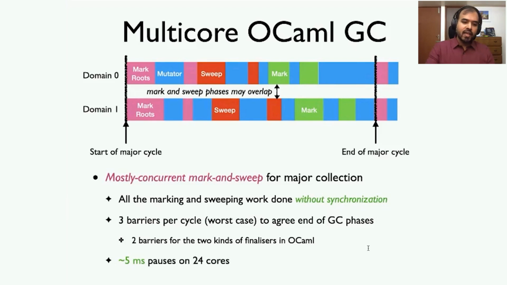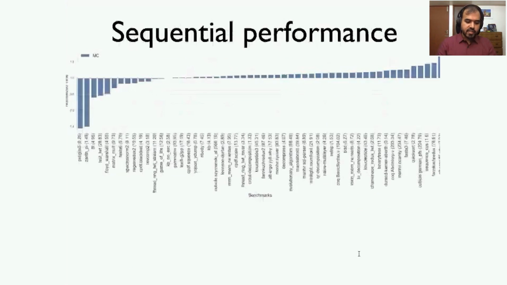And the key thing to notice here is that in the stop the world sections in the major cycle, we don't actually do any work. We just test whether we've done all of the work, right? So our major cycle pauses are actually smaller than the minor cycle pauses. And on average, it is around 5 milliseconds on 24 cores in a set of benchmarks that we have. So, okay, so that's the GC.